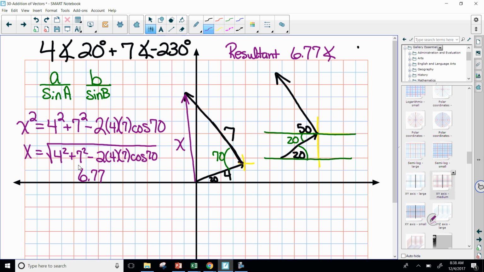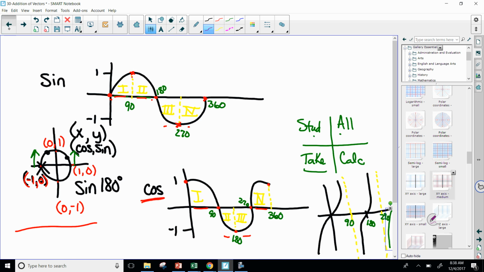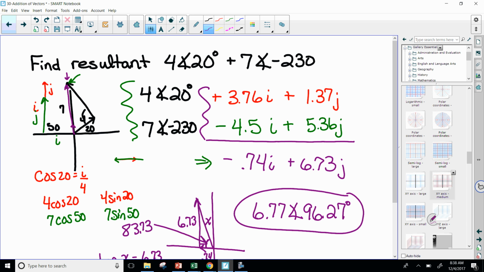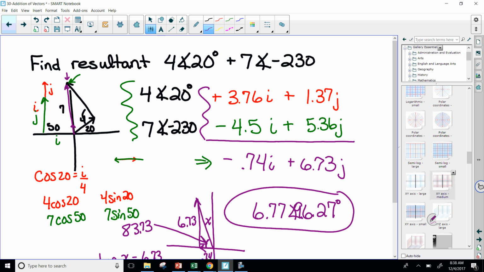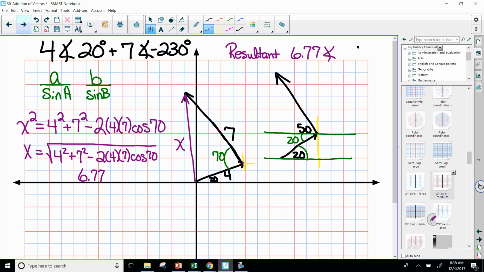Okay, let's back up just a second. I'm going to flip back to some screens to see what we got on Friday when we solved it by coming up with the rectangular coordinate system, and look at what we got right here. It was 6.77, right? So it agrees. It was just another way to get there. Now we want to figure out what that angle measure should be.